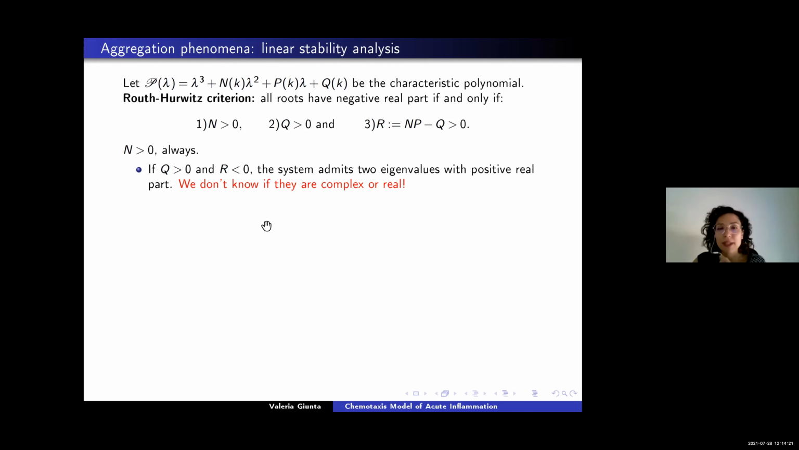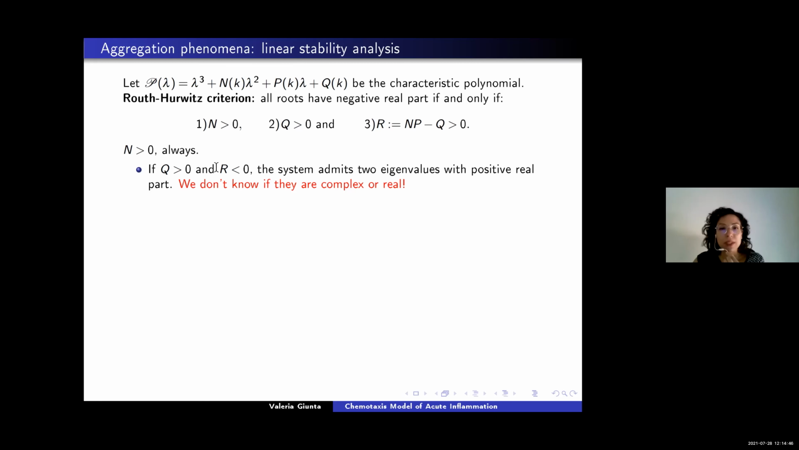To have a wave instability, we need complex eigenvalues. And here I underline this fact because generally in literature, this condition is used as necessary and sufficient for a wave instability to occur, but it is not completely correct. We need another condition to be sure that the system admits a wave instability.